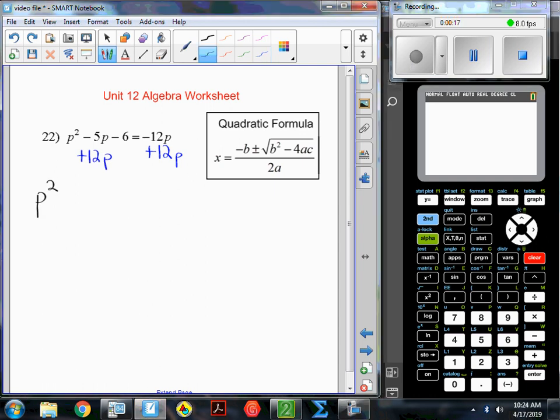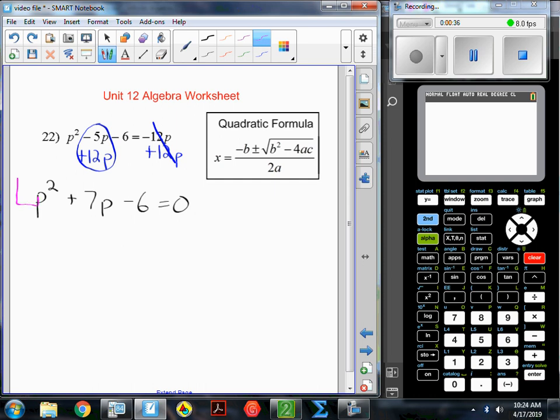So I have p squared plus 7p minus 6 is equal to 0. The negative 5 plus 12 gave me a 7. Usually bringing stuff over to the left gives me a positive p squared. That doesn't always happen, so you do have to pay attention.